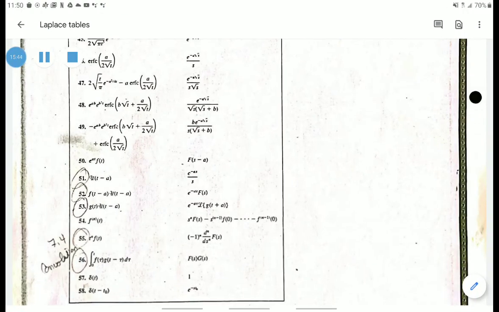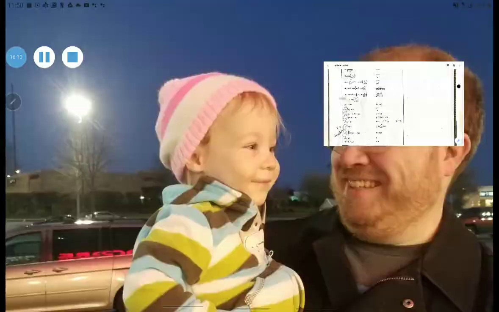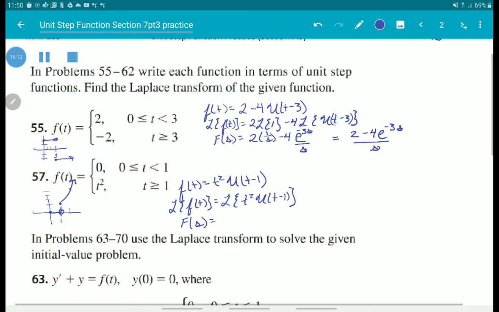So if we go back to our sheet, we do have a formula for that. And look at number 53. So it's some function g of t times a unit step. So if we were to do that, we have to do a replacement in that function here, and we need to replace that t with a t plus a. So we're going to take the Laplace.